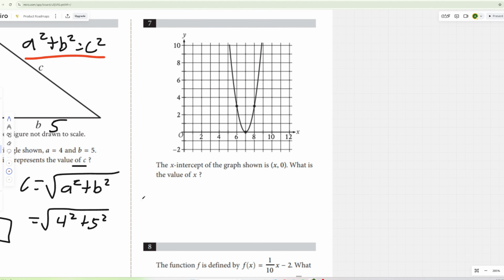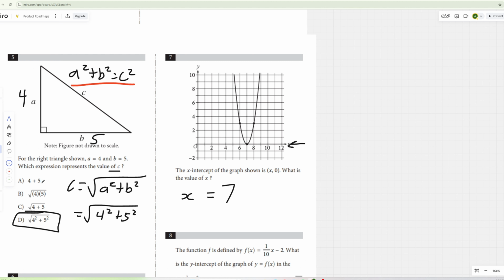Okay. What's an x-intercept? An x-intercept is just where it touches the x-axis. They labeled the x-axis for us. So where does it touch the x-axis? At 7. So x is 7. Again, this is just testing your basic conceptual understanding. You don't even need to know anything about parabolas. You just need to understand what an x-intercept and a y-intercept are. And I'm sure all you guys do.